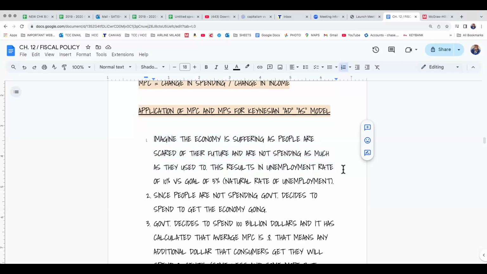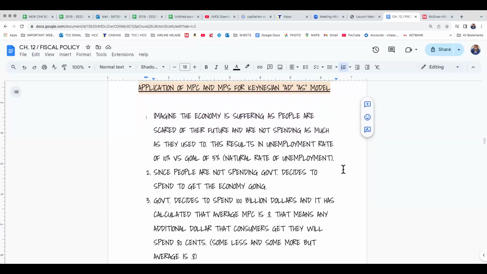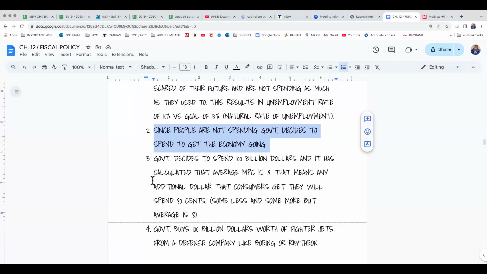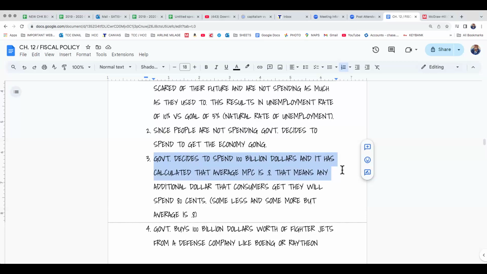This results in an unemployment rate of 10% versus 5%, which is the natural rate of unemployment. Since people are not spending, government decides to spend to get the economy going. So government decides to spend $100 billion, and it has calculated through surveys that the average MPC is 0.8. That means for every extra dollar people get, they will spend 80 cents and save 20 cents. So MPC is 0.8.